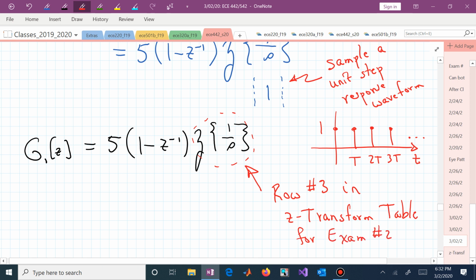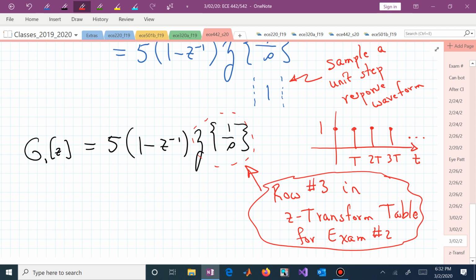For exam number 2. And in fact, that table has transforms and properties. It's 2 pages, and you'll be allowed to bring both pages to exam number 2, in addition to an additional sheet of notes. So you now have 2 front and backs, plus a 2-page Z transform table if you would like, if this one makes you feel better.